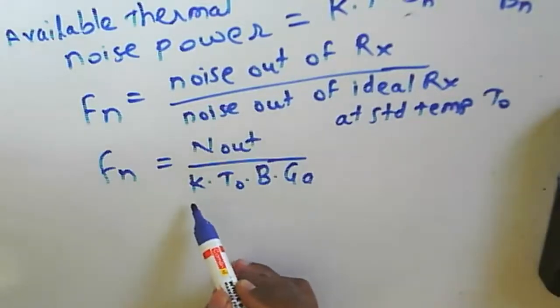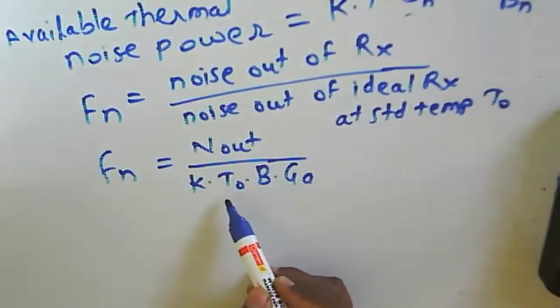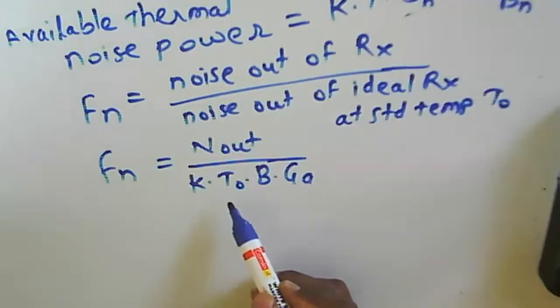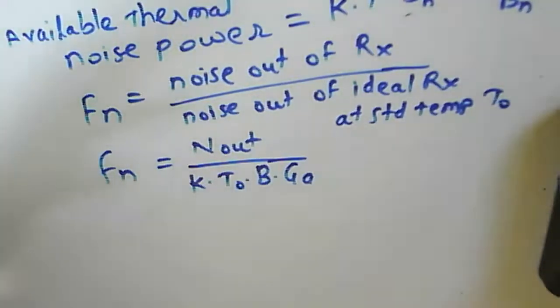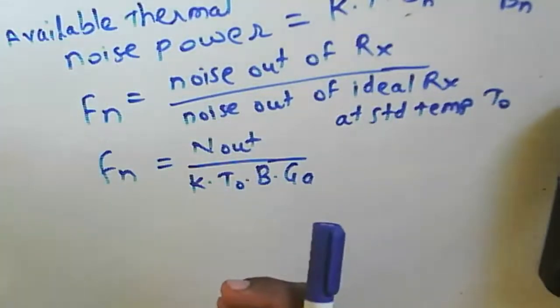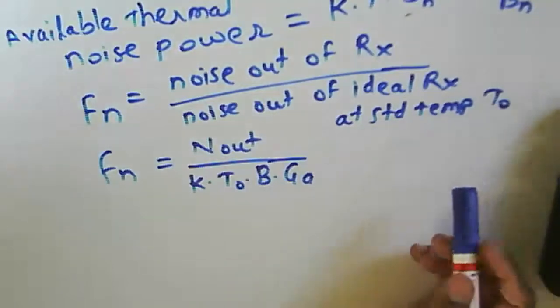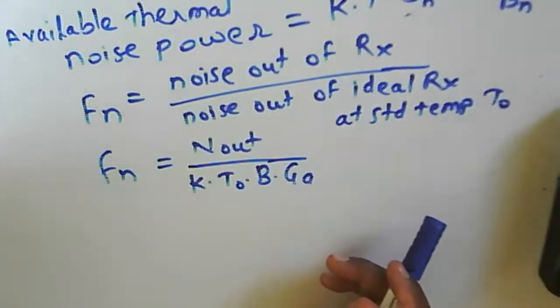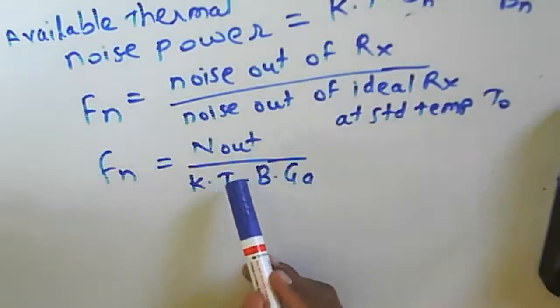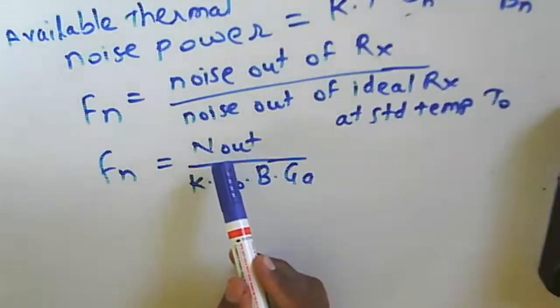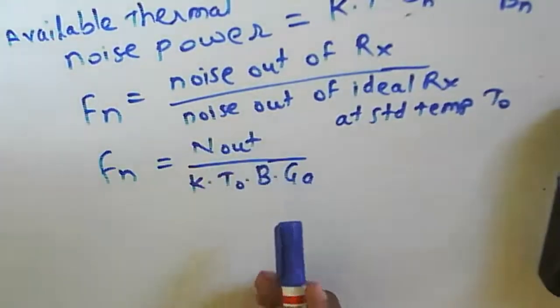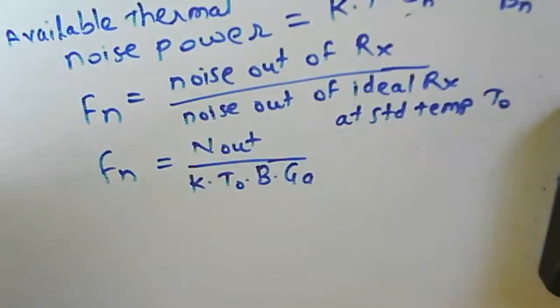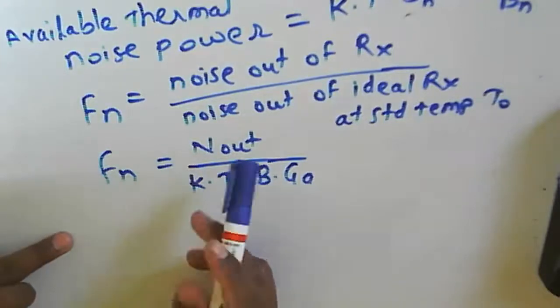And k is the Boltzmann constant. T0 is your room temperature here, or you can say the standard temperature for the given particular noise figure. So that is with respect to the standard temperature value, or you can say the room temperature. And this N out is nothing but the noise out of the receiver. So this is the noise figure defined in terms of the given particular factor.